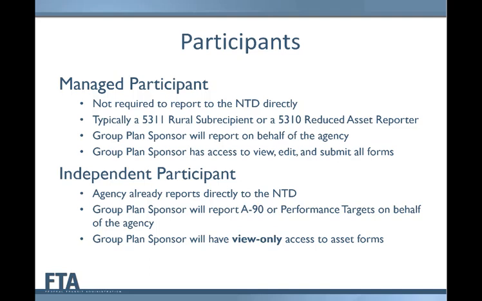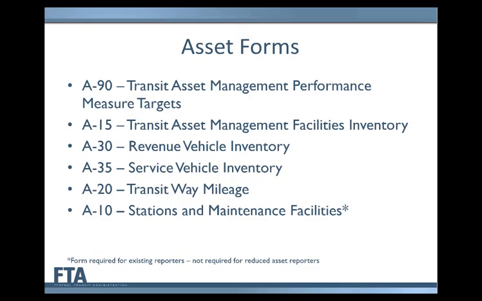In contrast, independent participants are existing reporters that report directly to the NTD per existing reporting requirements who elect to participate in a group plan. Independent participants will report asset information directly to the NTD in their own annual report package. Group plan sponsors will be able to view asset forms for each of their independent participants, but will not be able to edit these forms. They also will not have access to the rest of the annual report package.